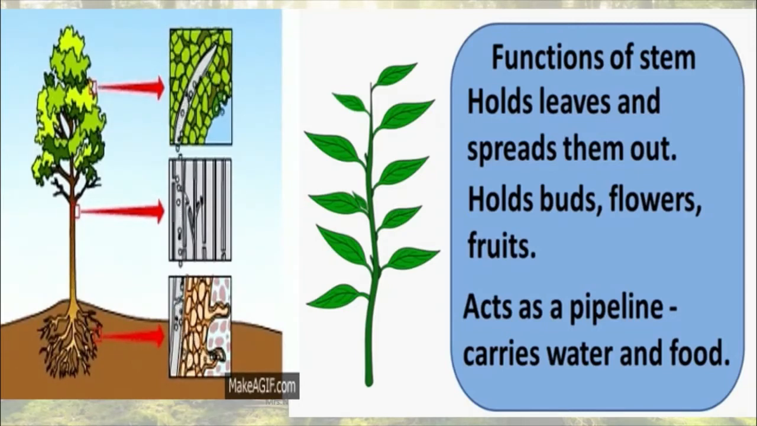अगर stem नहीं होगा तो roots से खाना किस तरीके से पहुंचेगा plants को, ठीक है? How will the leaves arise if there is no stem? Okay, so stem is a very important part of the plant.